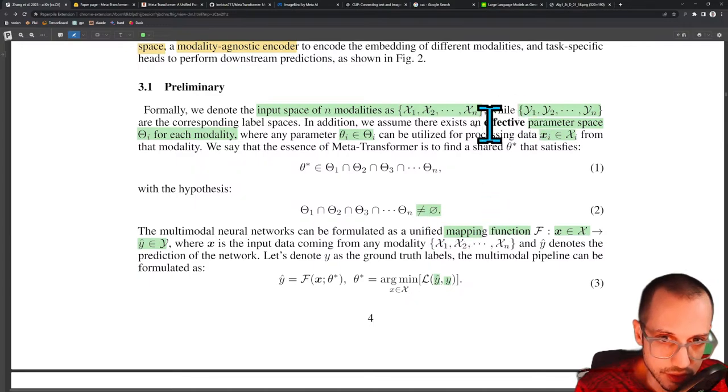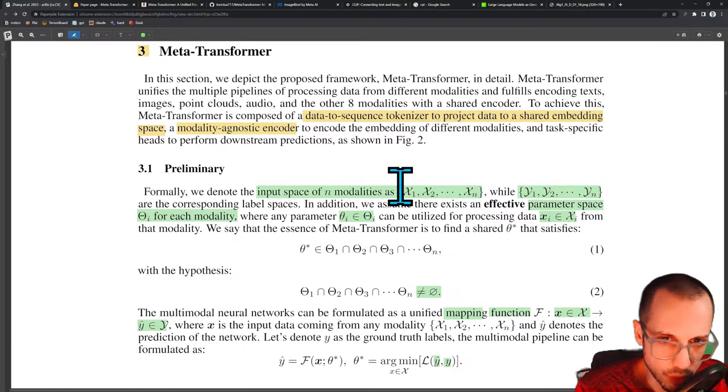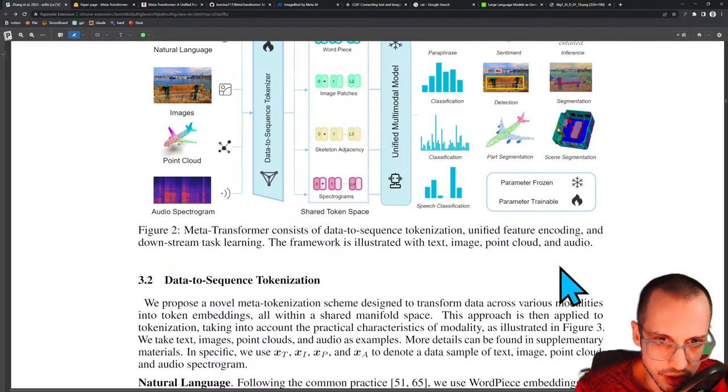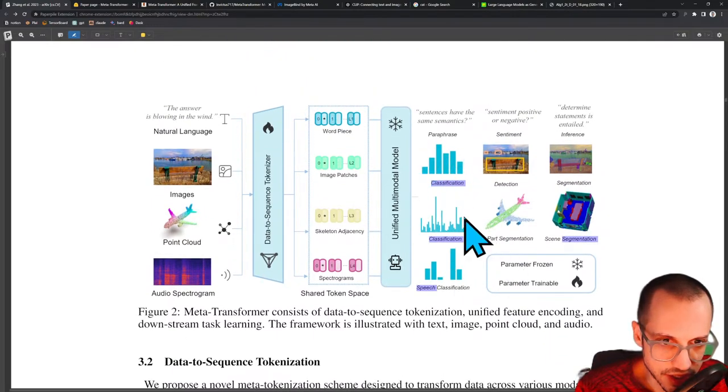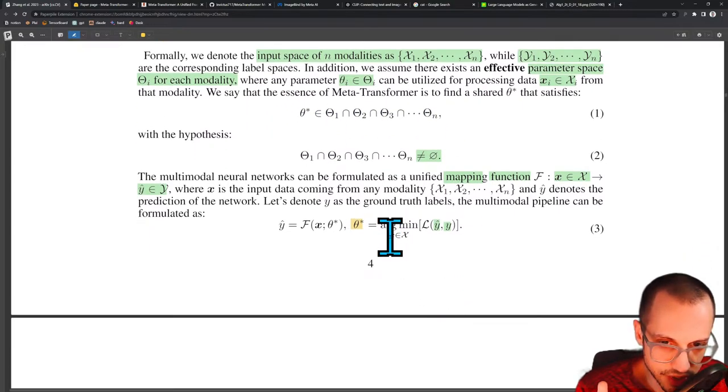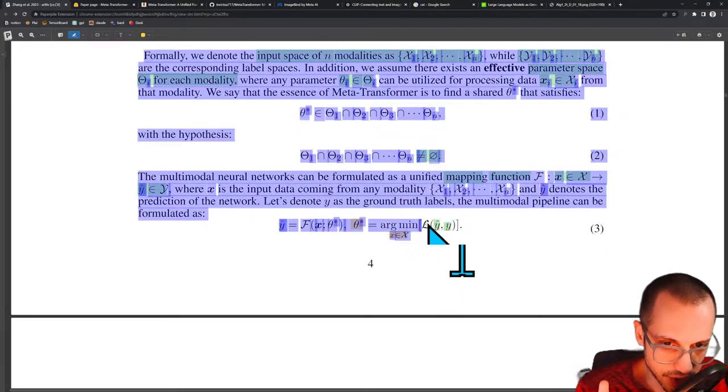Because every single modality, like, what are you predicting here? Are you classifying images? What are you doing for something weird? It looks like these are all classification, segmentation, detection, part segmentation. These are all very different losses, so it's going to be difficult to propagate that back. Okay, but theta star is the theta that satisfies this up here, but then also results in the x that minimizes this loss function here.